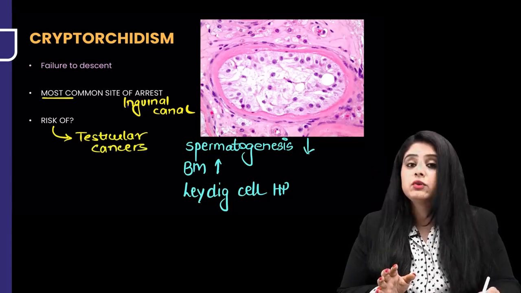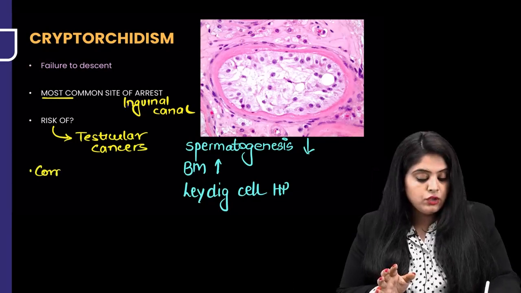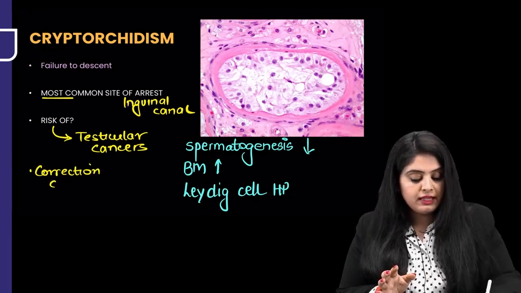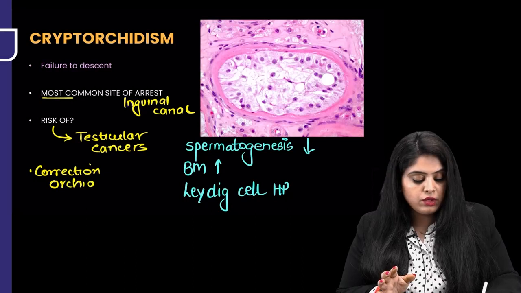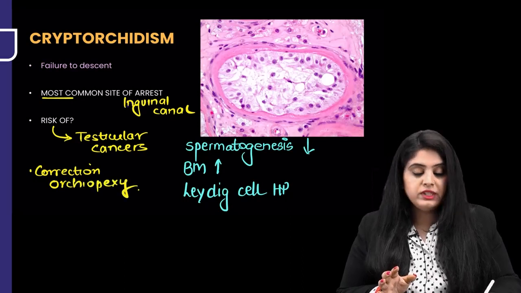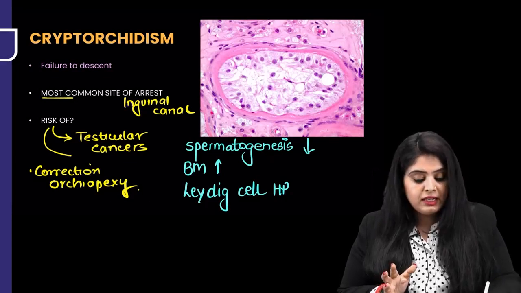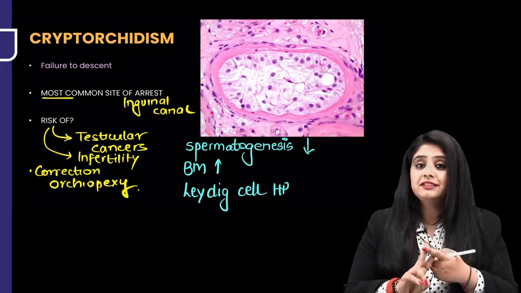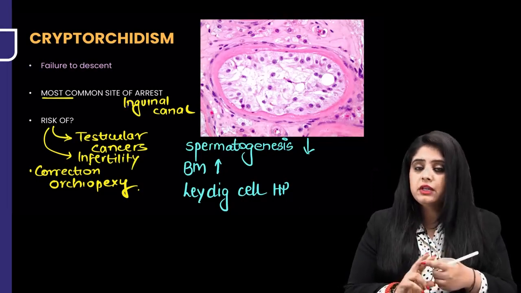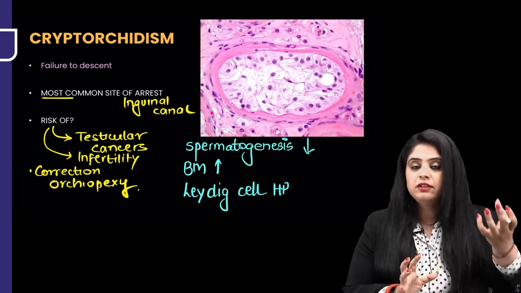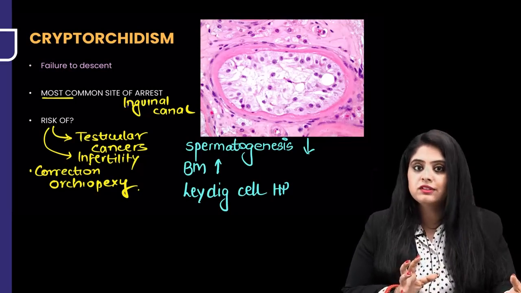So you actually have to correct it. For correction, you have to do orchiopexy. There has to be a corrective surgery, and that needs to be done within 18 months, they say. Otherwise, there is a chance that the person might even end up having infertility. So the earlier the correction is done, the better. There are two chances, infertility and cancers. You don't want either of them to happen, so you have to descend it down into the scrotal sac.